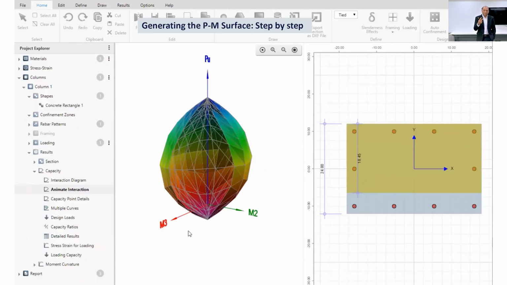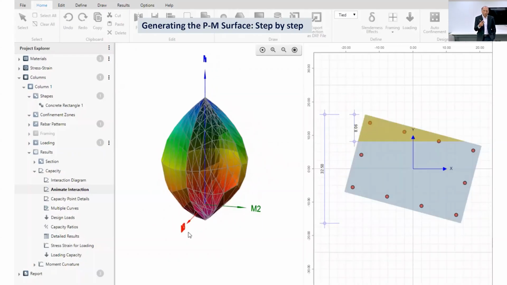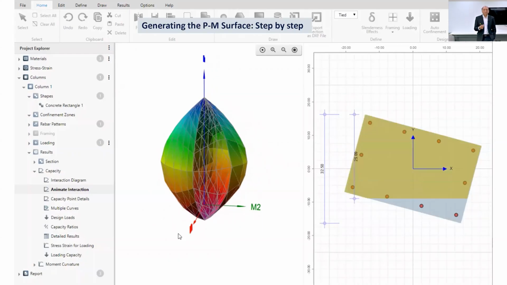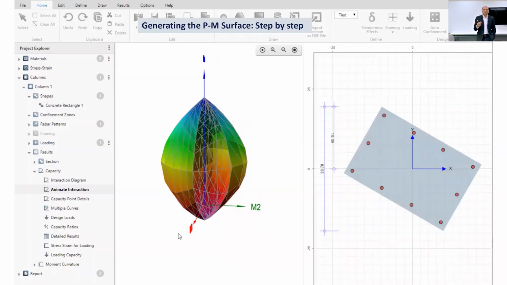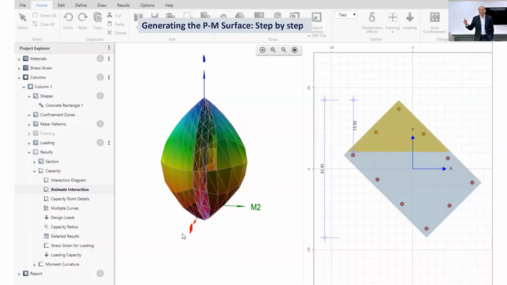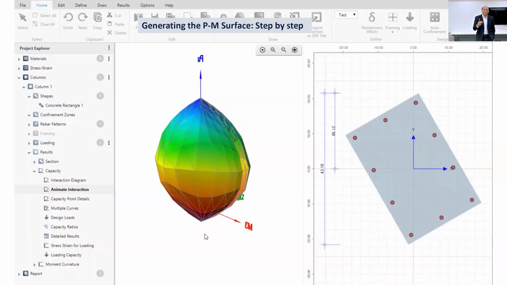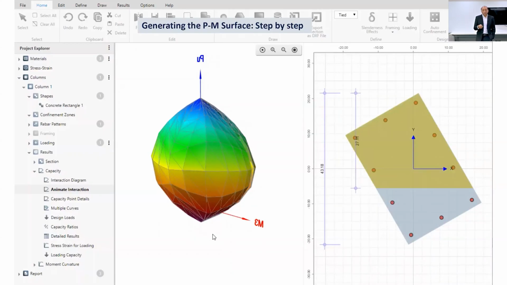Now, please note that this interaction surface, as we call it, is a property of the cross section, a unique property of the cross section for a given strain limit. If you change the strain limit, this will be different. And we can generate it for any cross section. So having done that, we have the basic tool.